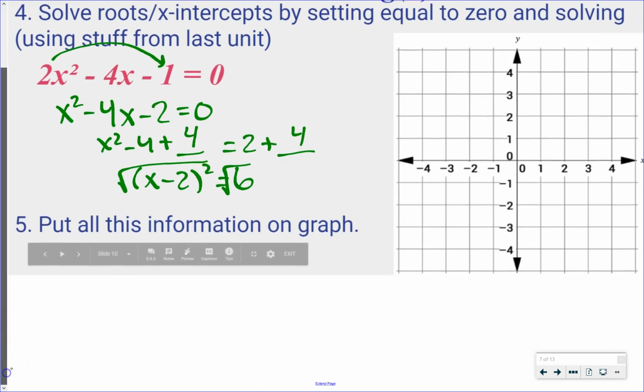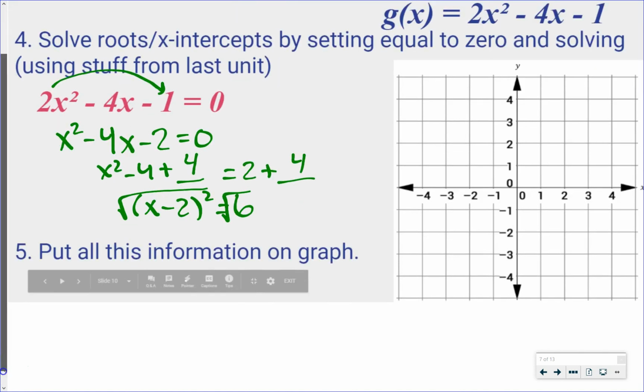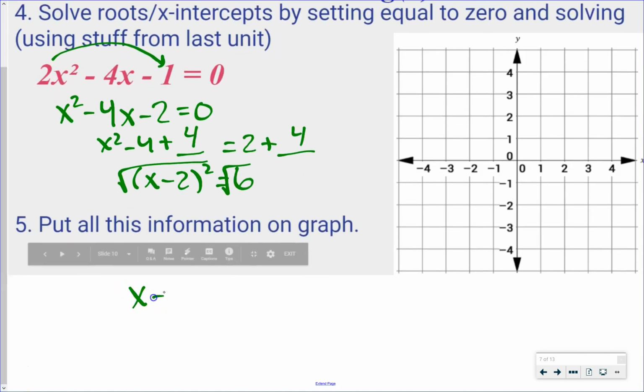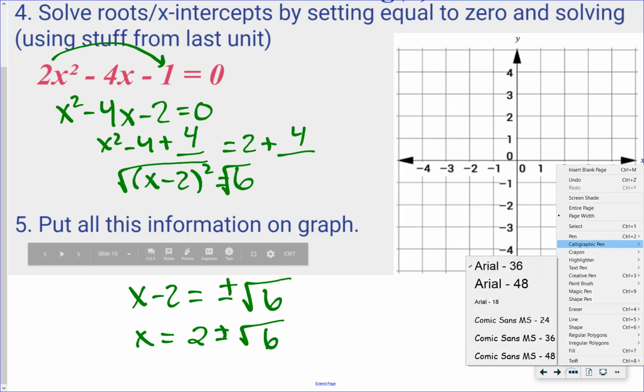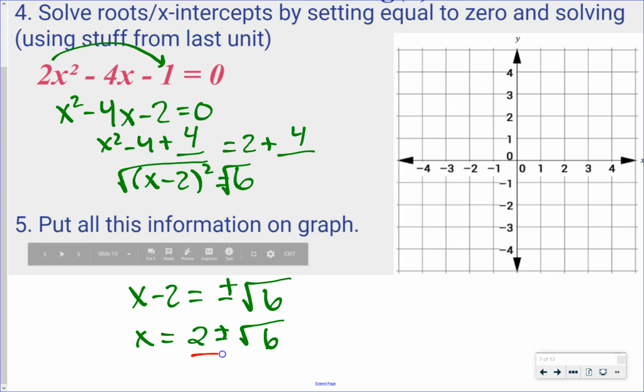Now we have x minus 2 is positive and negative square root of 6. And we're going to add the 2. And now we slide the original 2 back out.